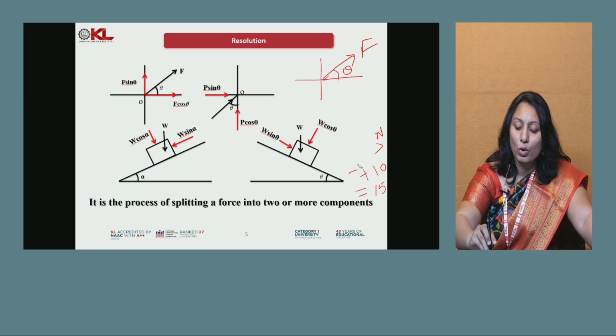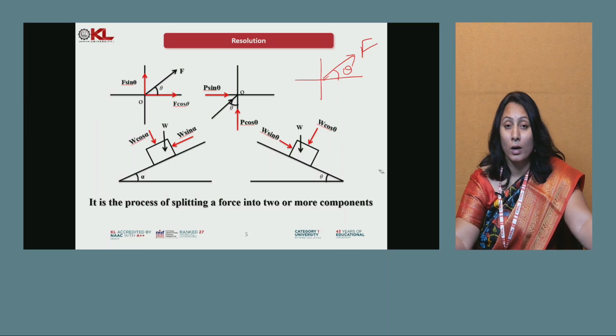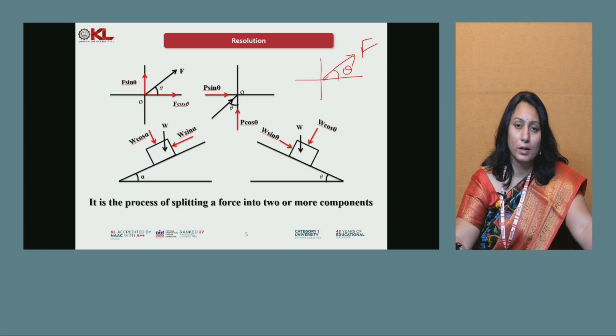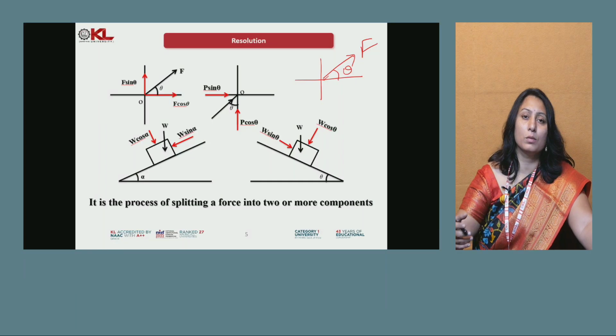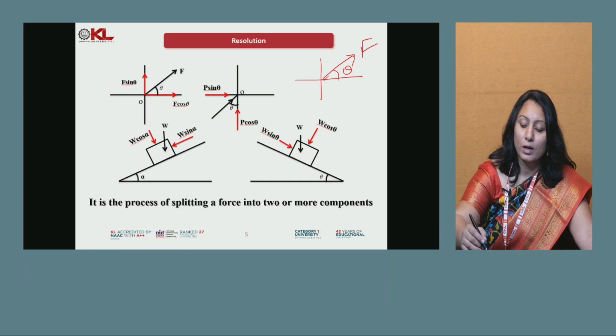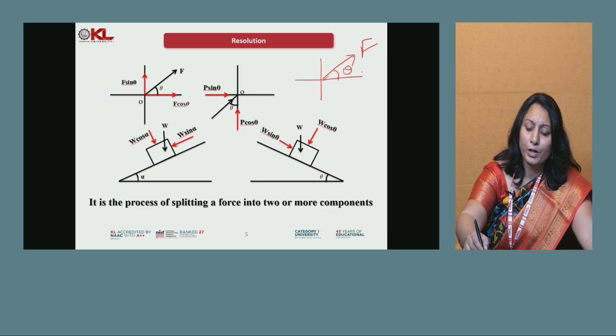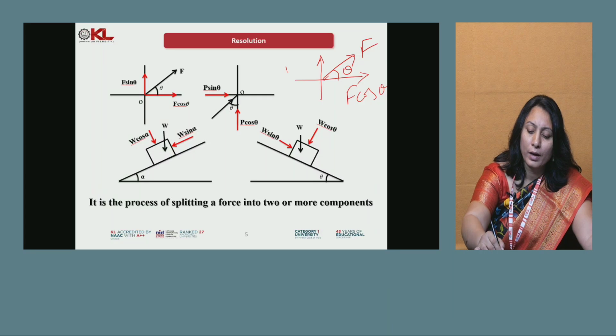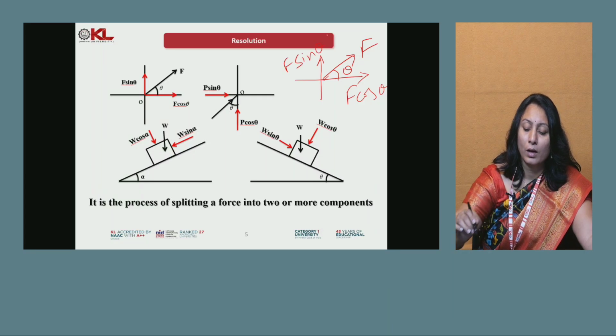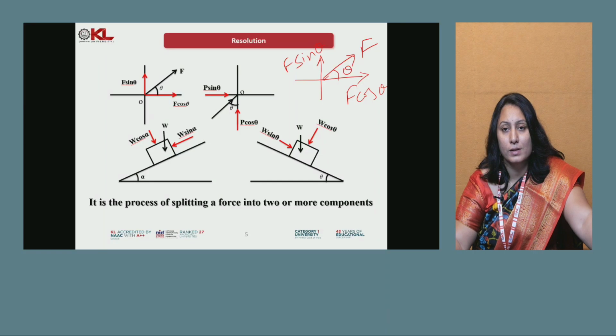So we need to know how to divide the force and also how to combine the force. The division is called resolution, and in the next slide we will see about composition, which is nothing but combining the forces. Okay, now let us see. This force is at an angle of theta. As per the algebra, we already know the force can be divided into F cos theta and F sin theta. Okay, so this is what is called resolution.